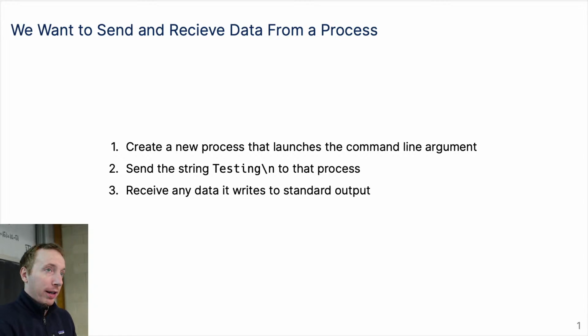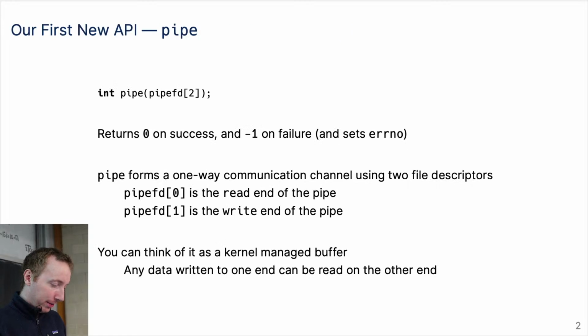So our task for today, we want to create a new process that launches whatever program is in the command line argument. And then we want to send the string testing with a new line to that process. And then we want to receive any data it writes out. So we want to send data to it and get data from it. So we're communicating with it both ways. So that sounds pretty cool. How do we do that?